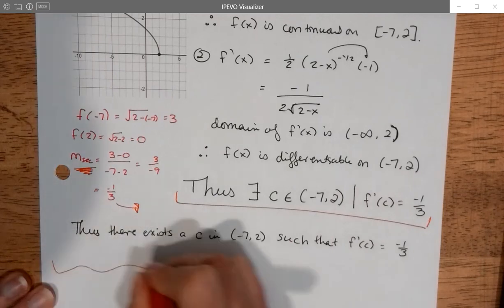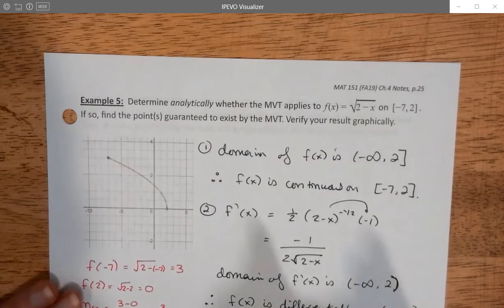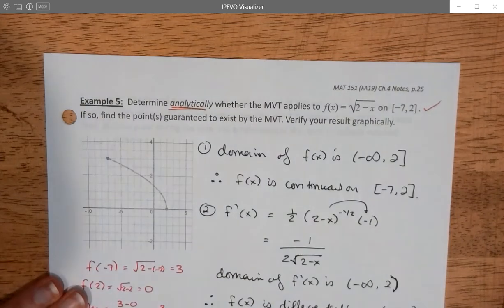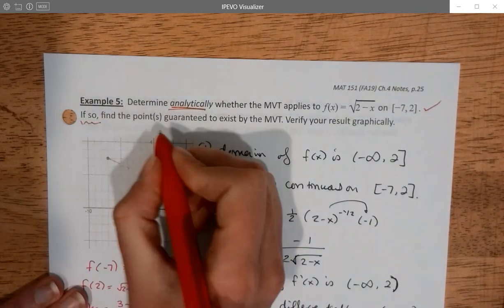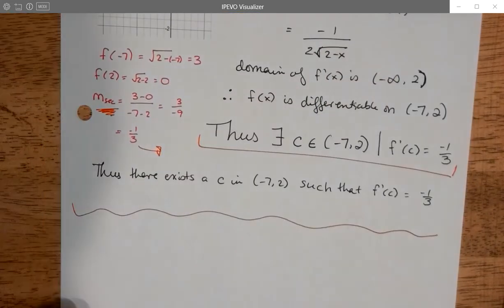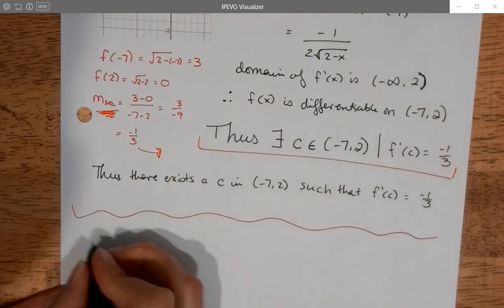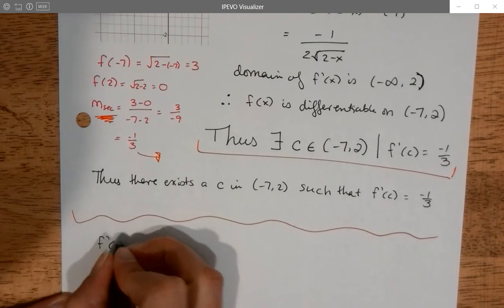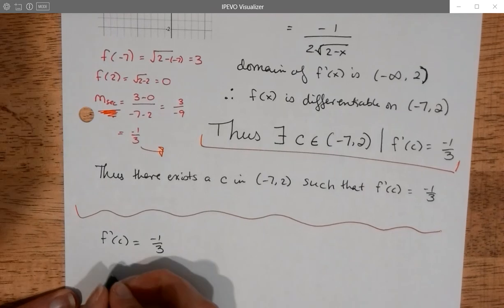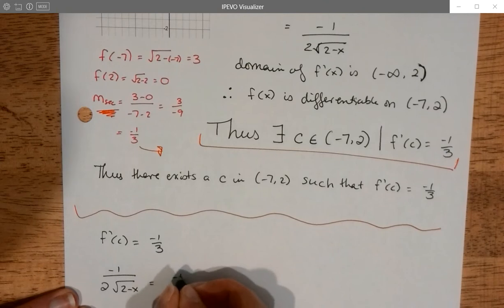So we've guaranteed its existence. Sometimes that's all I need to do. I've done the first part, determined analytically whether it applies. It does apply. Then I'm told that if so, find the point guaranteed to exist. Okay? Now we're going to find it. So we're finding a point where the derivative is equal to negative 1/3. I've already found the derivative. So f prime of c equals negative 1/3. The derivative is negative 1 over 2 square root of 2 minus x equals negative 1 over 3.